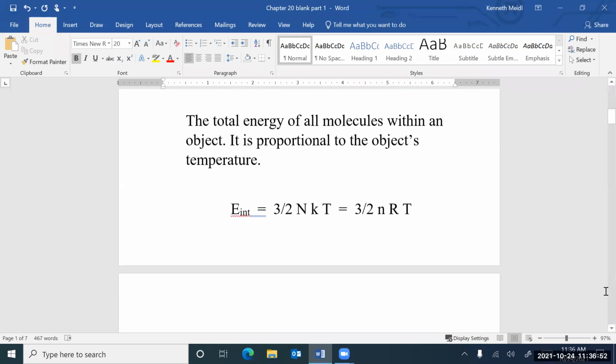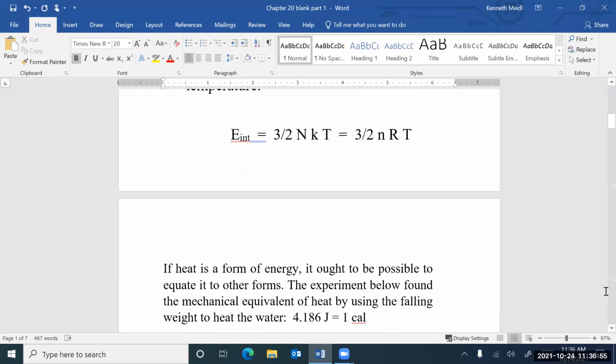Okay, next big idea. If heat is a form of energy, it ought to be possible to equate it to other forms. The experiment below found the mechanical equivalent of heat by using the falling weight to heat the water. This is the Joule experiment taking place around 1850.